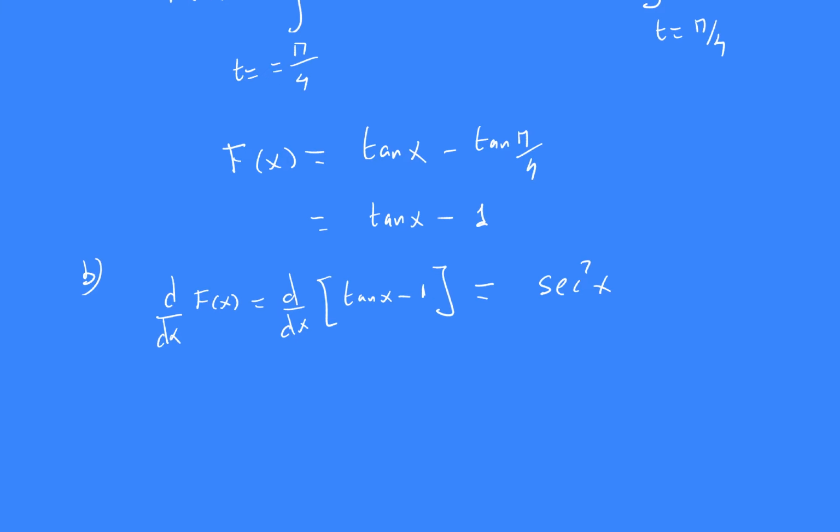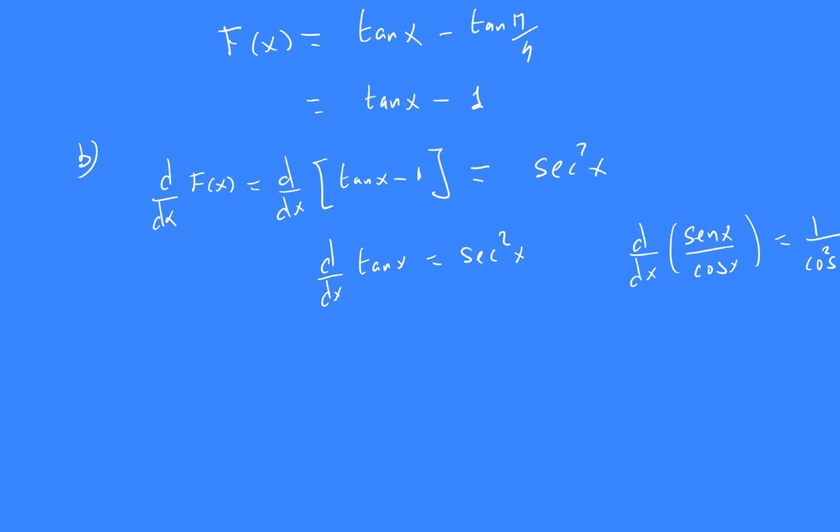When we do the derivative of tangent of x, the derivative of tangent of x is secant square of x, because it's the derivative respect to the x of tangent of x, which is sine of x divided by cosine of x, and if you do it, it will be 1 divided by cosine square of x, which is secant square of x.